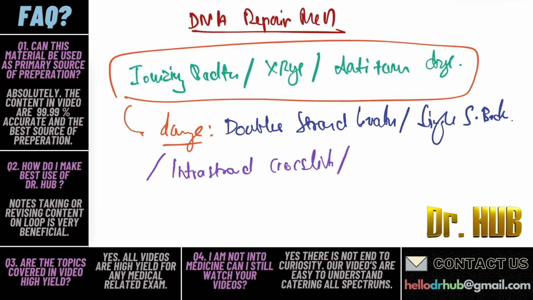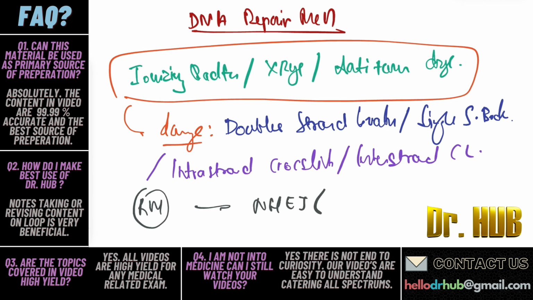as well as inter-strand cross-links. So what is the repair mechanism here? The repair mechanism here will be NHEJ. So NHEJ is nothing but non-homologous end joining.